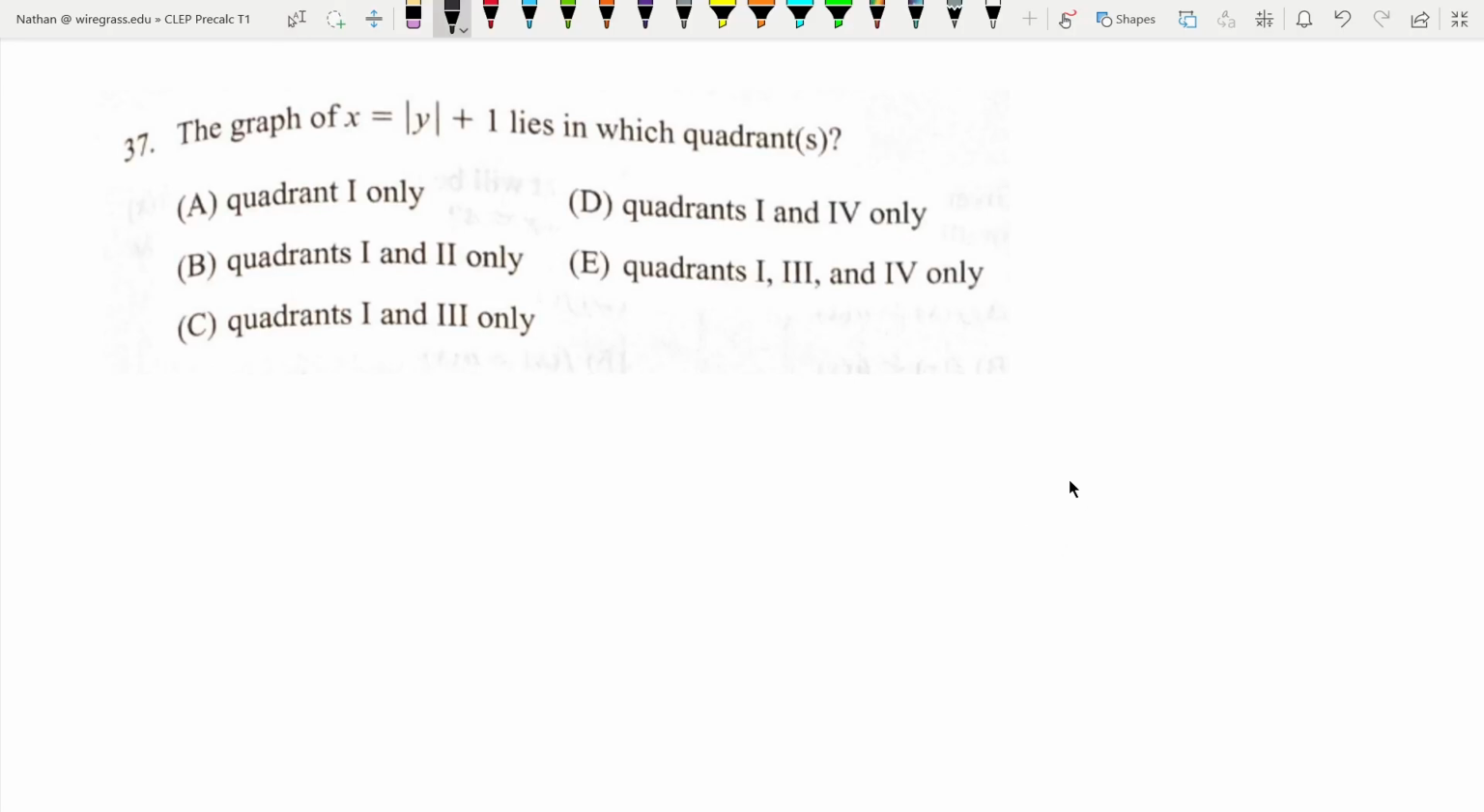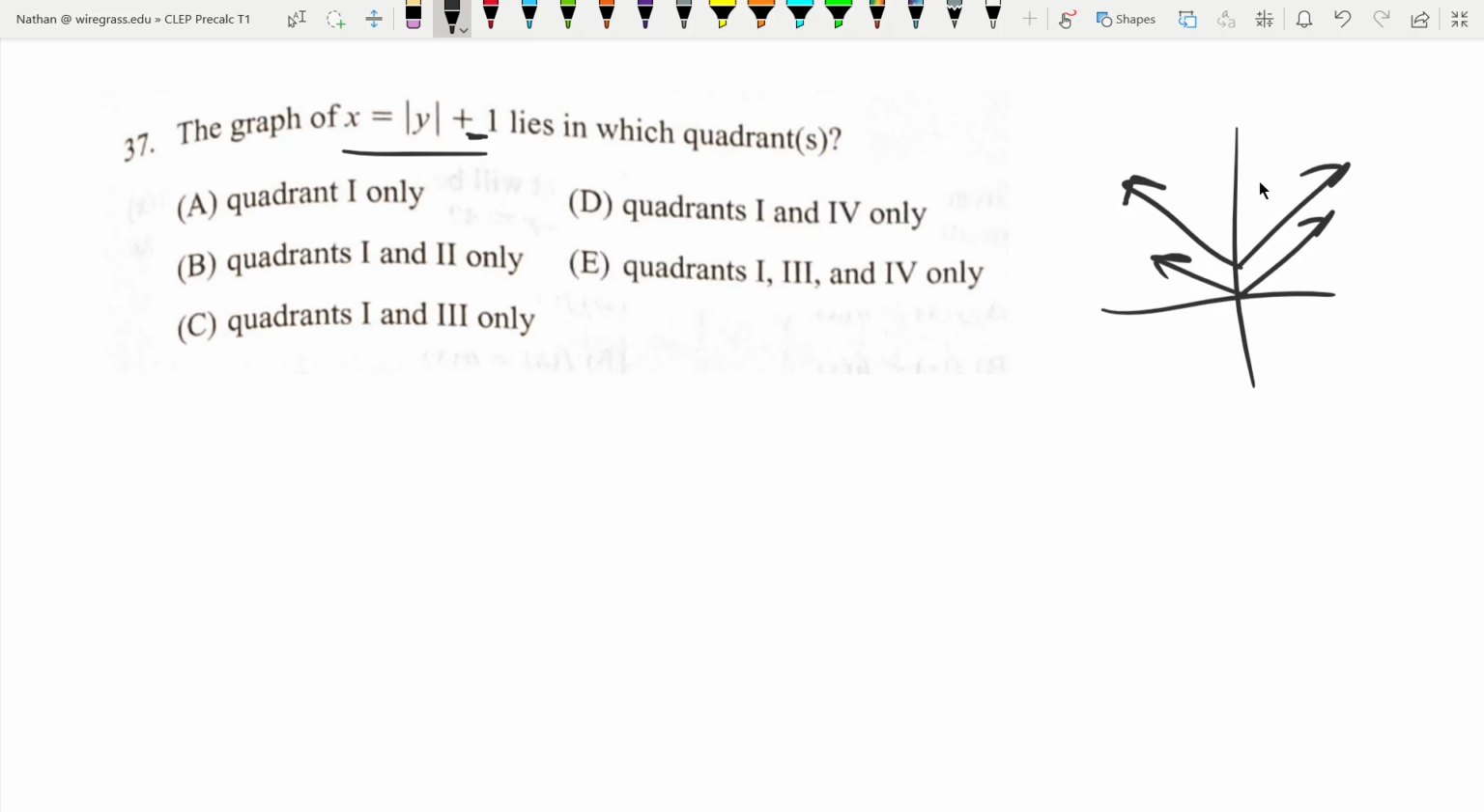So here we have an unusual graph. This is not a function because we get two values for y for a value of x, and it's going to be an absolute value. But what you normally think of is an absolute value looking like this. And because of that +1, we would imagine that it just gets shifted up 1 unit. And so the answer would be quadrants 1 and 2.